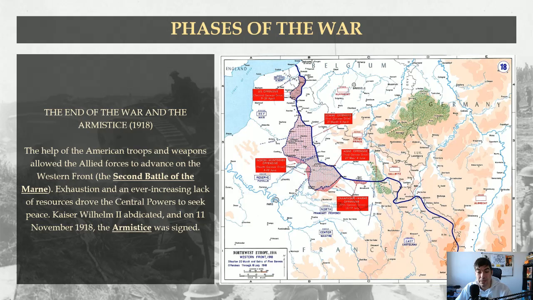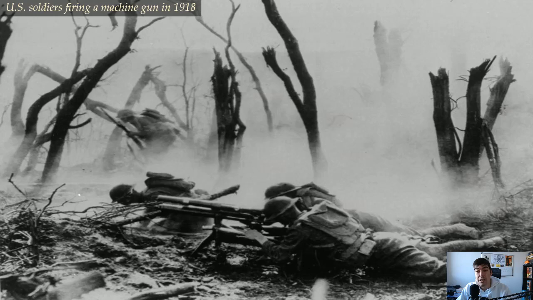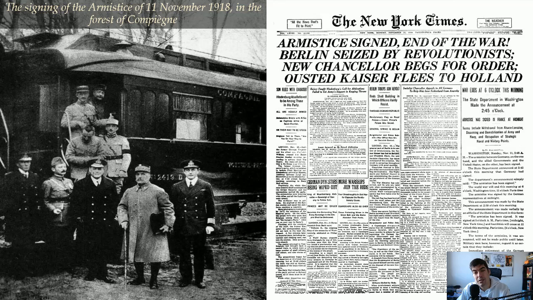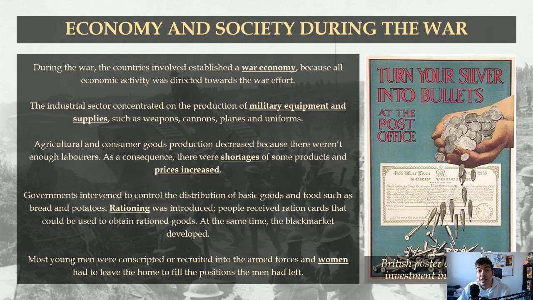The Kaiser William II abdicated, and on November 11th of 1918, the armistice was signed in Compiègne. These are American soldiers fighting in the Great War. This is the armistice in the forest of Compiègne in this train wagon, and the news in the newspapers, in the New York Times. And then the war ended.